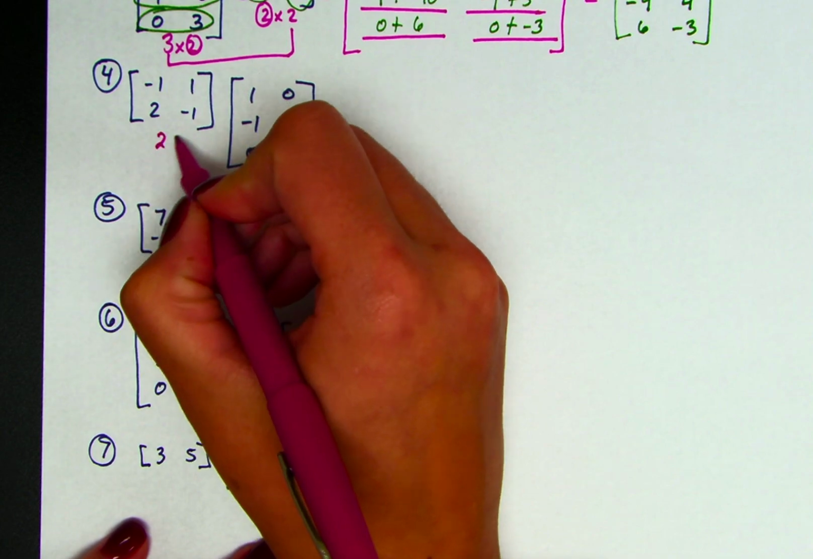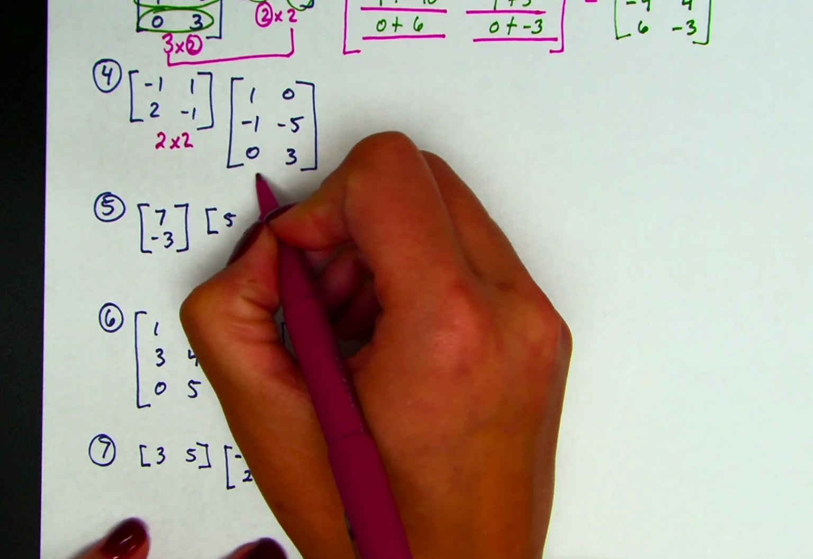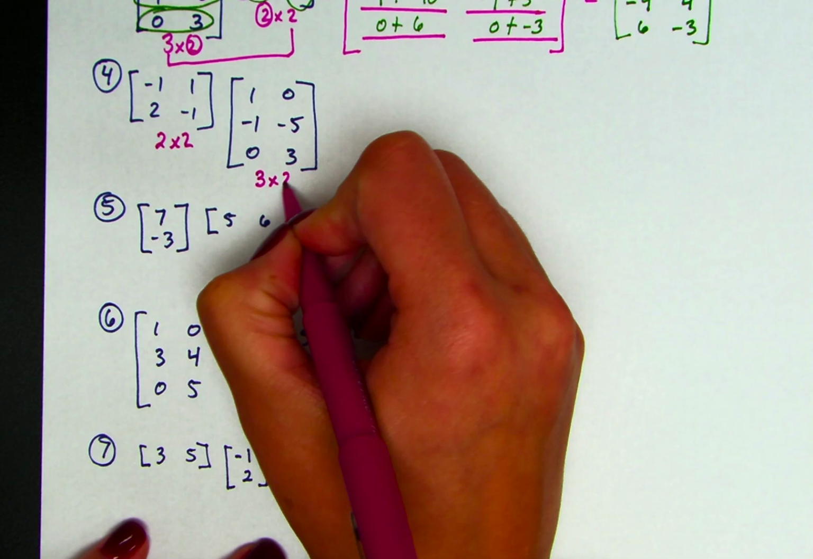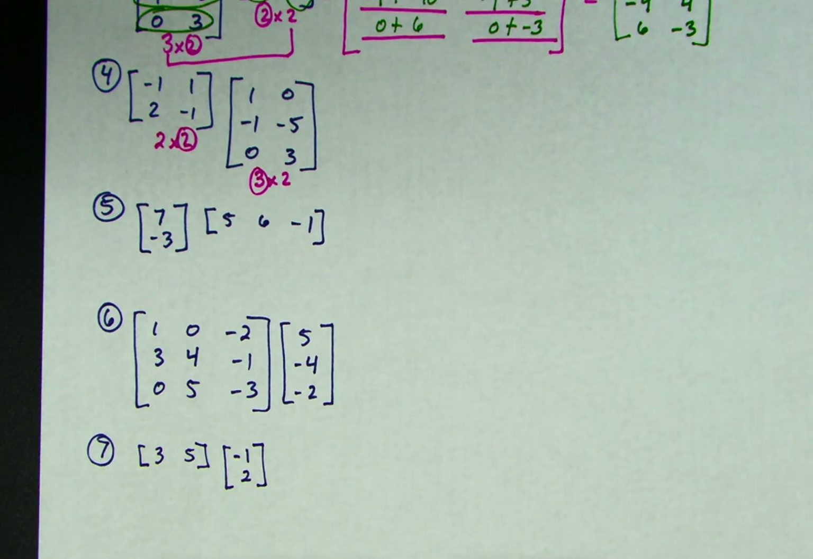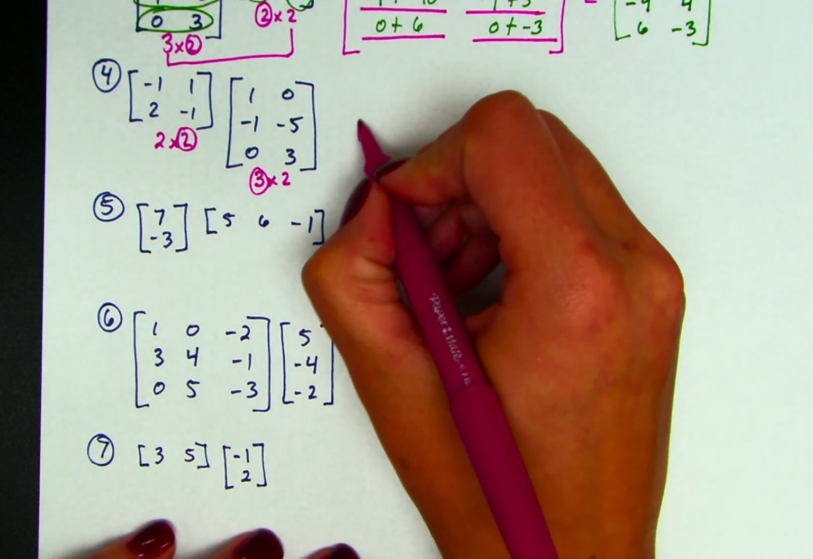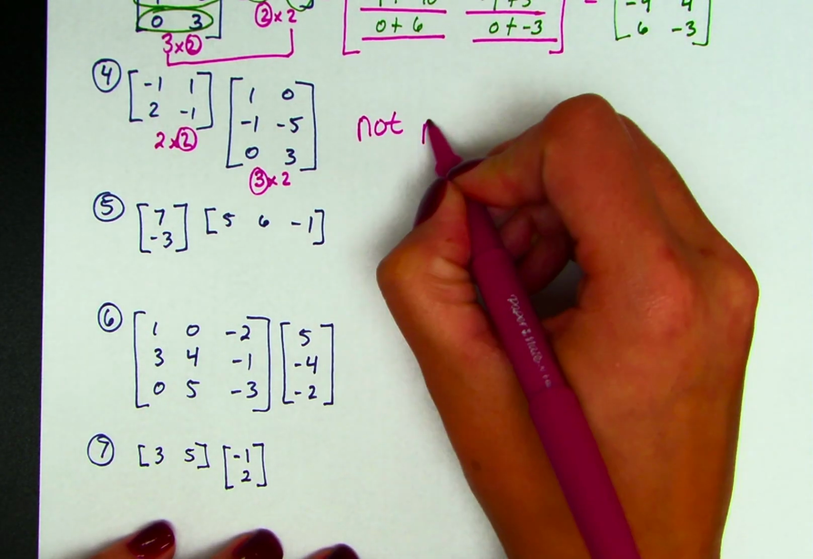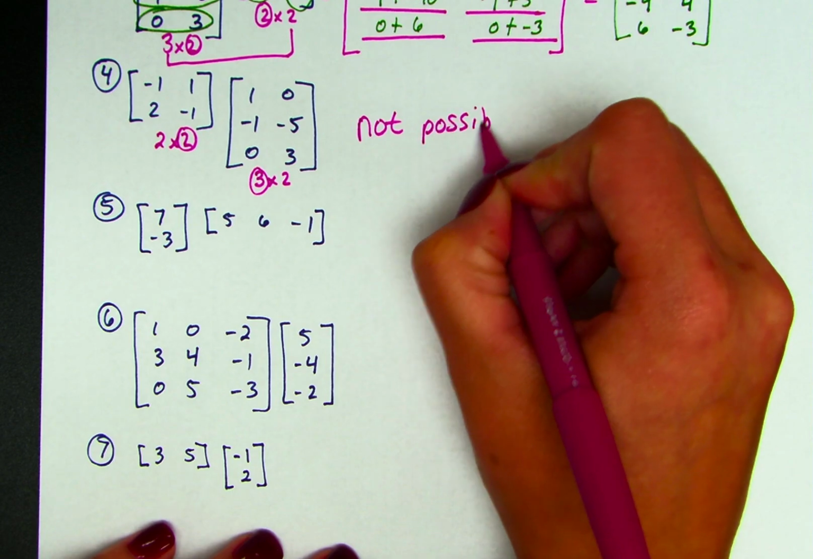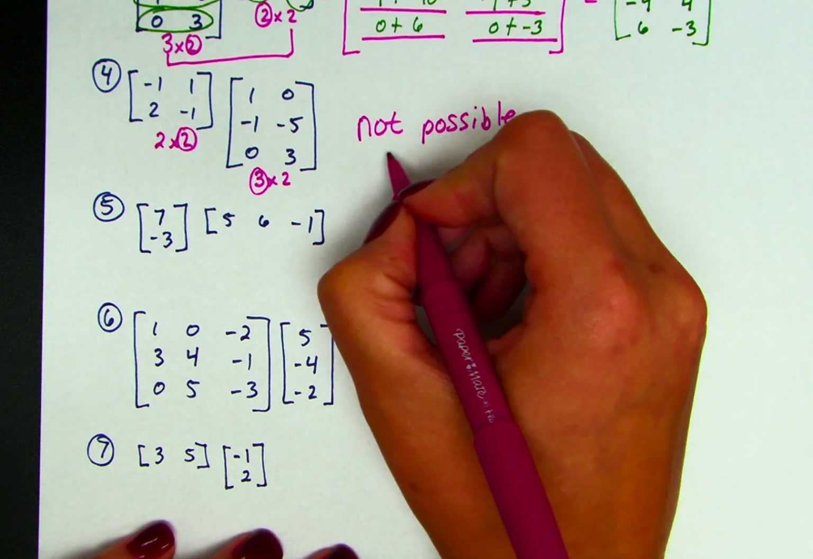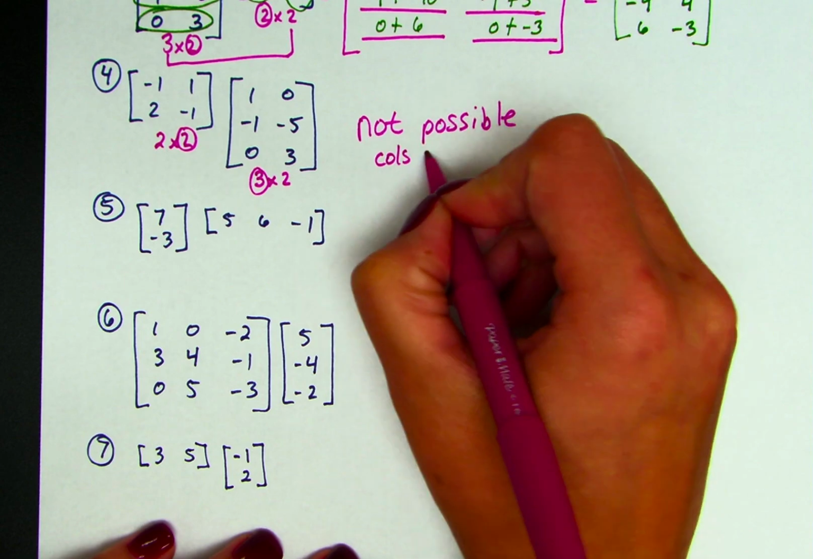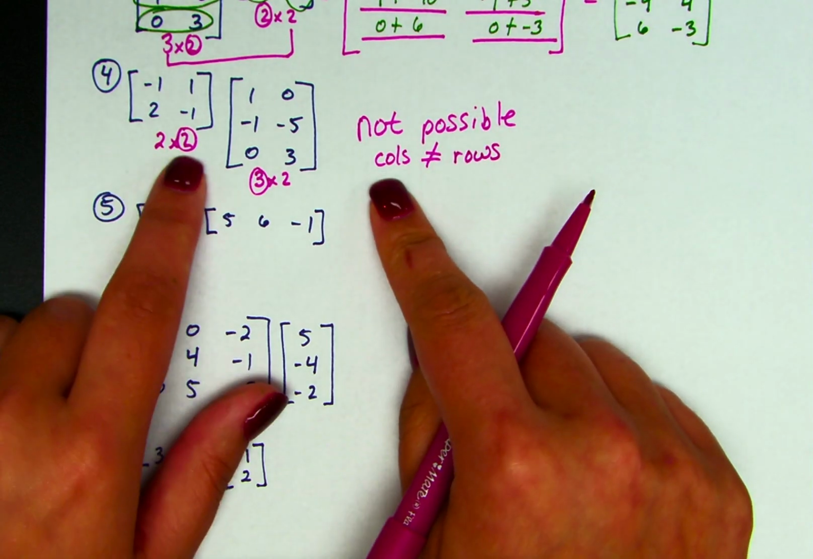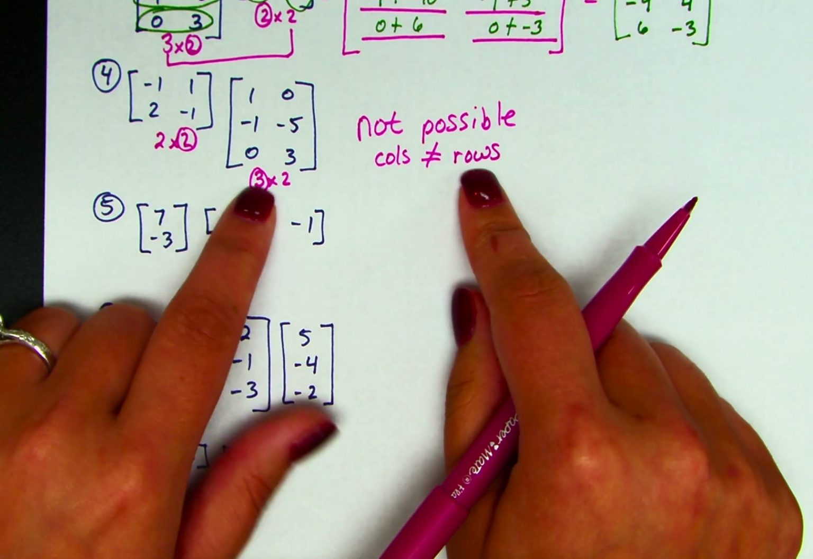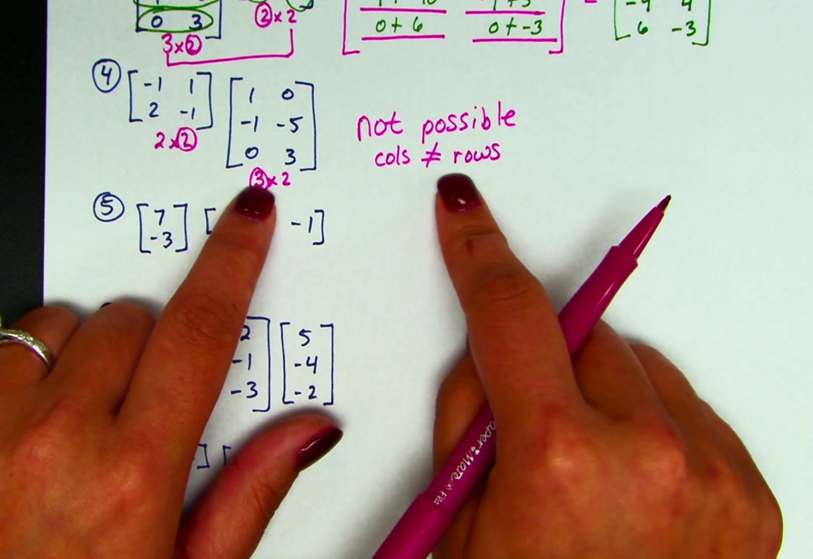So here we have a 2 by 2 matrix, and then 3 rows, 2 columns. So rows, columns, so here we have a 2 and a 3. So those are not equal. So on this one, this is not possible. Okay. And then we would have to say that the columns are not equal to the rows. And this is implying the columns of the first matrix do not equal the rows of our second matrix. So you do have to write it in this order.